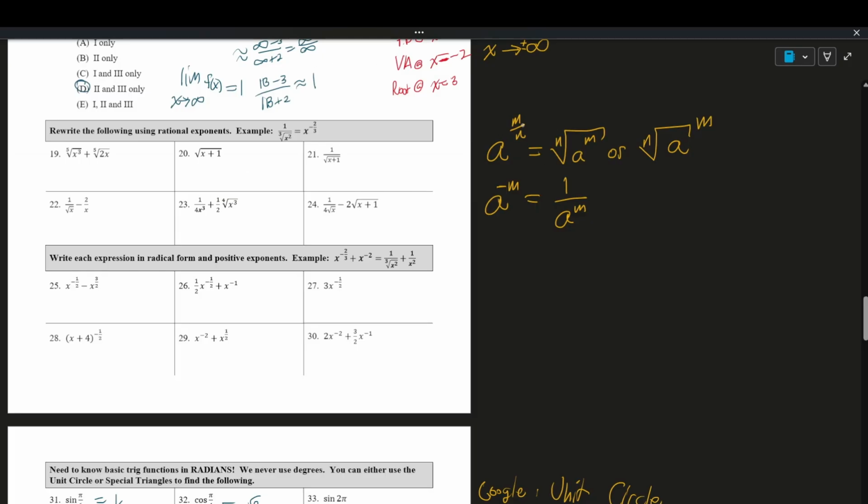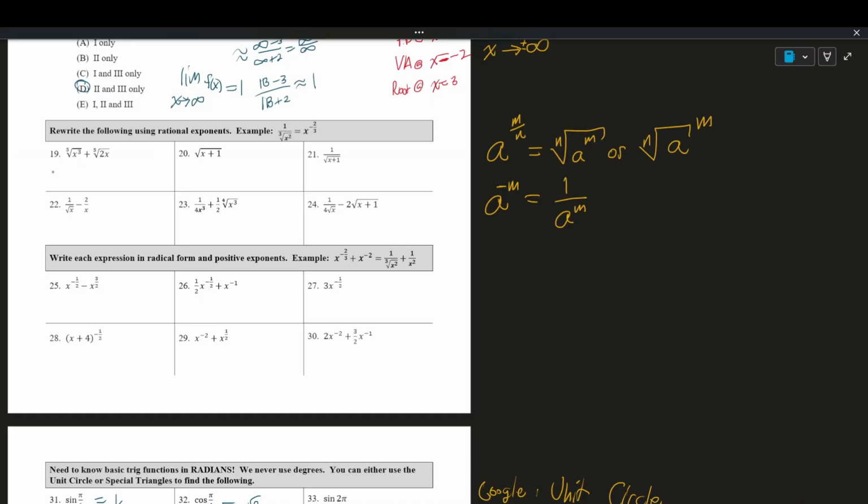Any number raised to a rational exponent, the denominator, that is our root. So that sits here in this pocket of this radical symbol. And the exponent, the numerator of the fraction, remains the exponent, either inside or outside of the radical, whichever one is easier to solve or more convenient. And any number raised to a negative exponent just means 1 over that expression where the exponent becomes positive. Okay, so let's use those rules and see if we can answer questions 19 through 24.